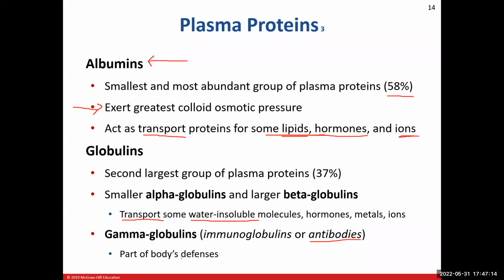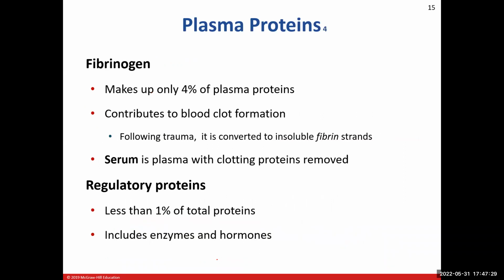Then we have our gamma globulins, the real famous ones, the immunoglobulins, also known as antibodies. Okay, plays a huge role in defense. IgAs, IgGs, IgMs, IgEs, all these, the Ig stands for immunoglobulin, and then the letter stands for the class there. So the gamma globulins fall under that.